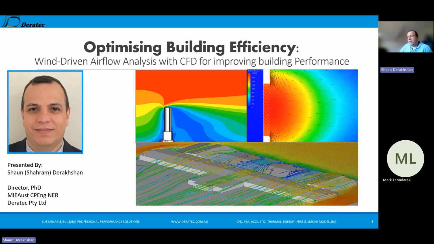Definitely this is not a CFD course because 1 hour is not enough to dig deep enough. We just try to review applications and some case studies. Definitely more information is available on our website, and I'm always available to discuss or if you need additional information. So today we're talking about optimizing building efficiency.